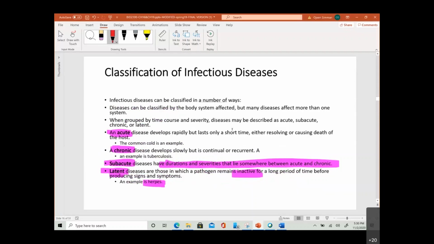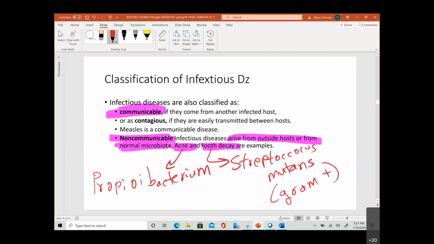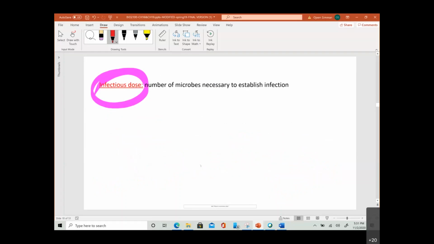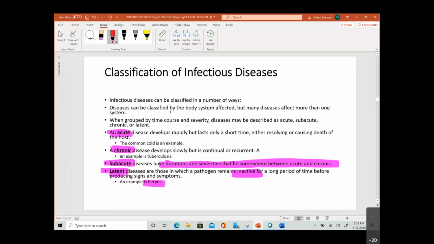The classification of infectious diseases. There are a few ways that we classify infectious diseases. One way is the time course and the severity. And also we can classify them as infectious or non-infectious.